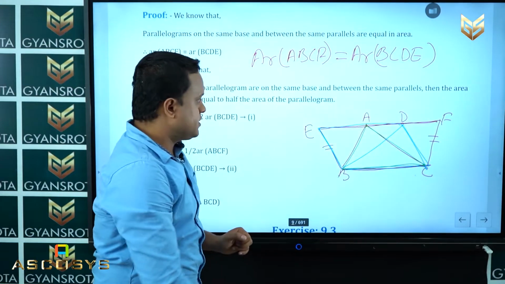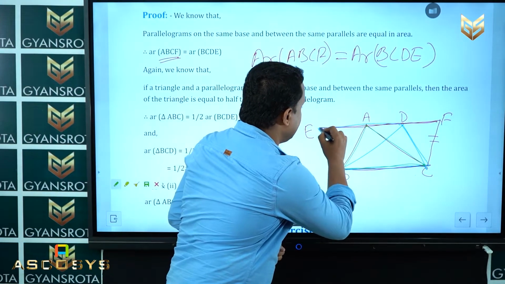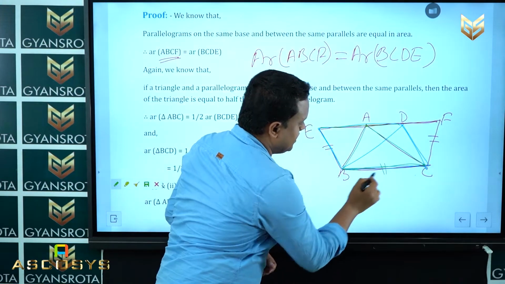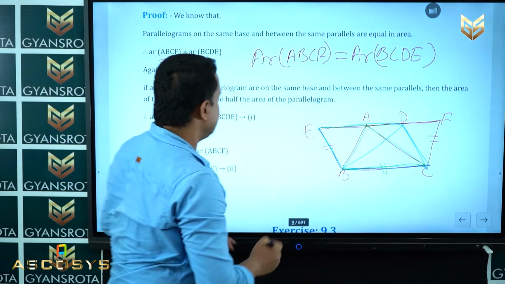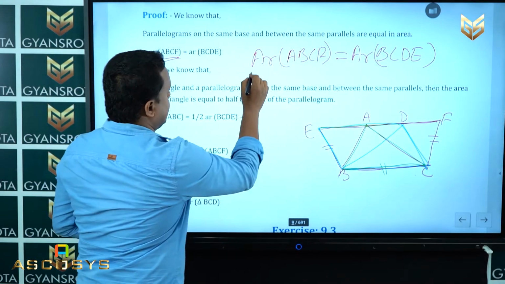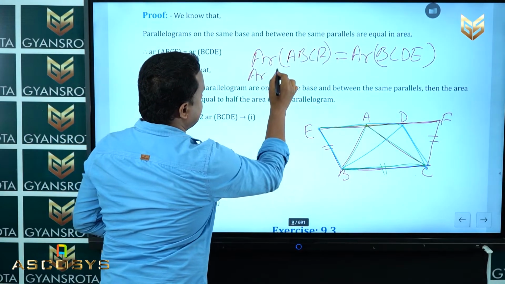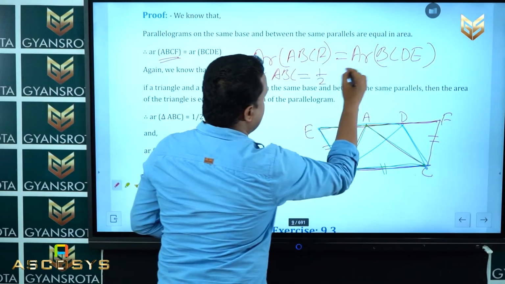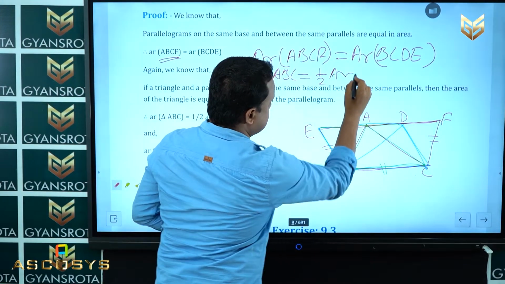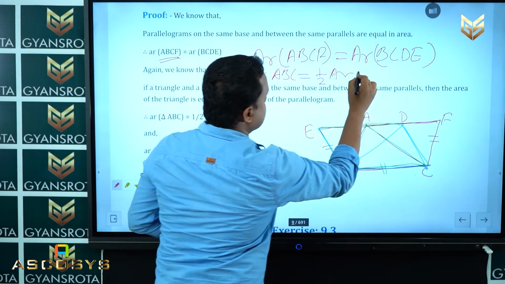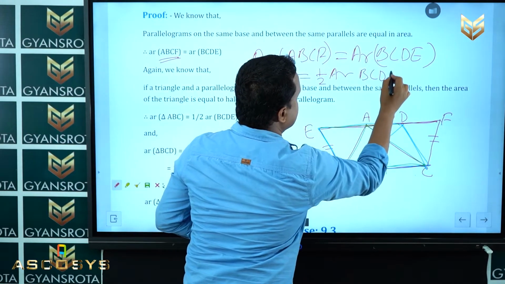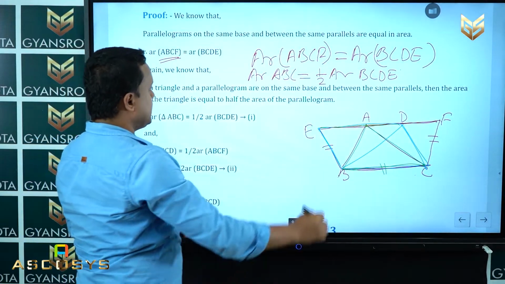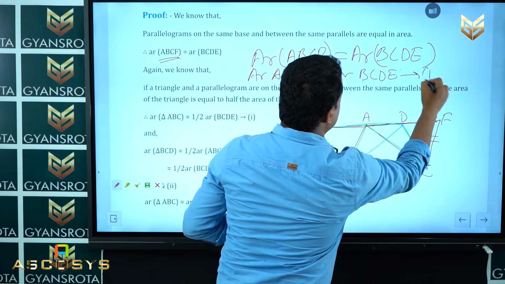Since they are between the same parallels ED and BC, and on the same base BC, the area of triangle ABC is equal to half of the area of BCDE. All right. So let's take this equation as 1.